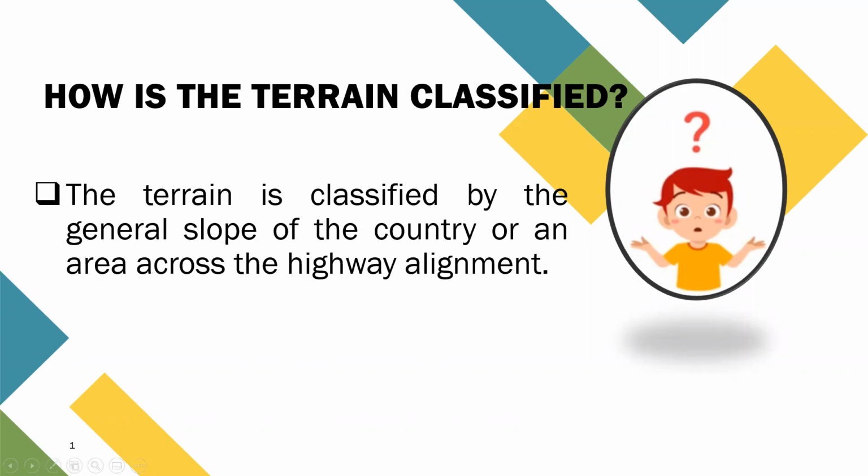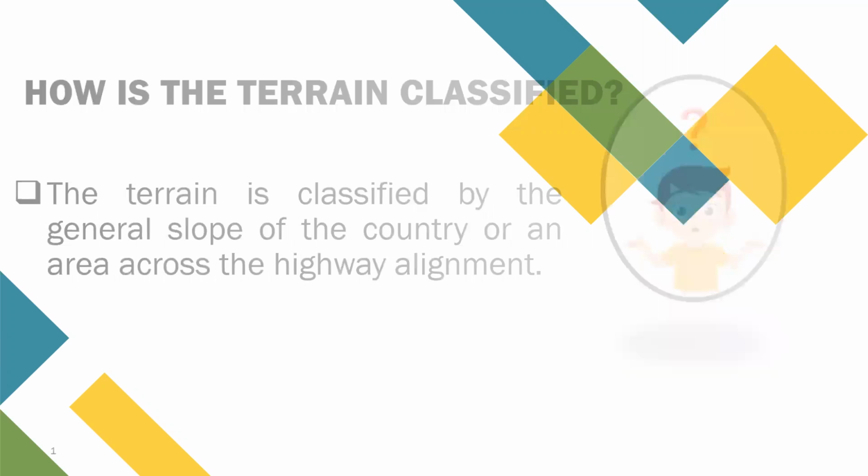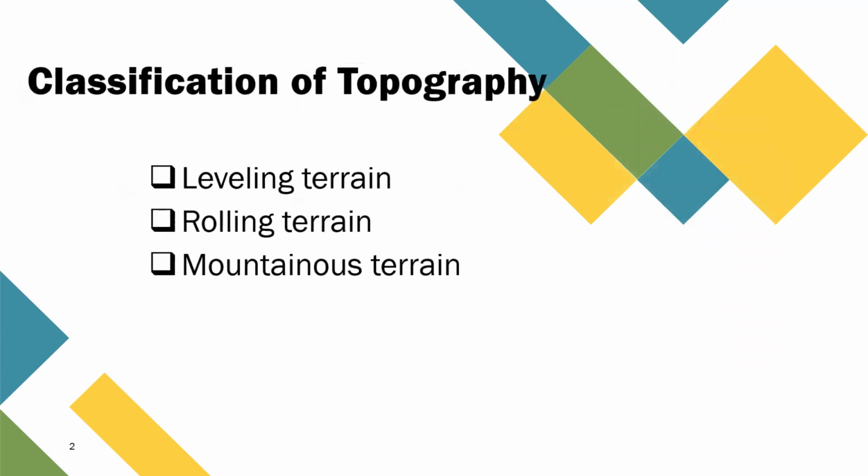The terrain is classified by the general slope of the country or an area across the highway alignment. So the classification of terrain pertains to the general character of a specific area. While classifying a terrain, short isolated stretches of varying terrain should not be taken into consideration. There are three classifications of terrain, and these are level terrain, rolling terrain, and mountainous terrain.